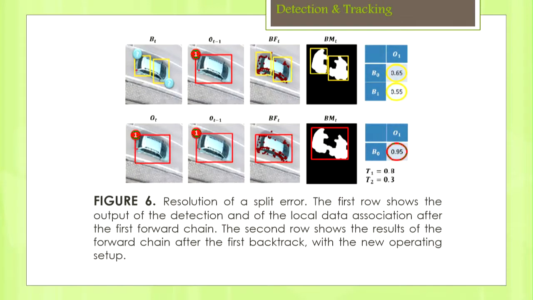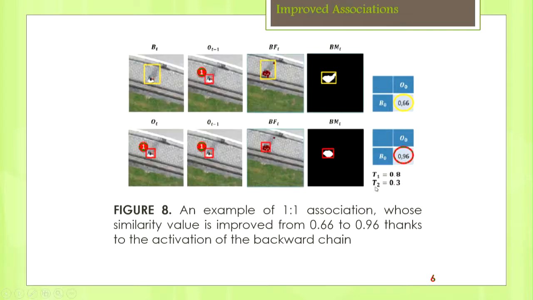Figure 6. Resolution of the split error. The first row shows B0 and B1, with similarity values 0.65 and 0.95, T1 0.8, T2 0.3.